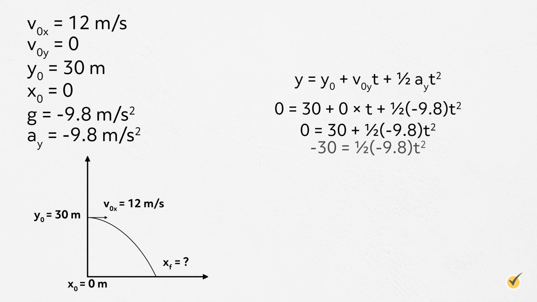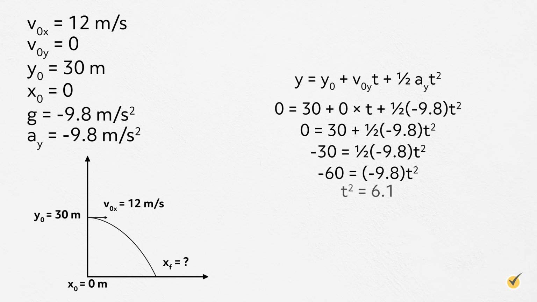First, subtract 30 from both sides of the equation. To get rid of the 1/2, just multiply both sides by 2. Then divide both sides by negative 9.8. Then just take the square root of both sides to get t equals approximately 2.5 seconds. This seems like a reasonable answer. It should only take a few seconds for a ball to fall 30 meters.